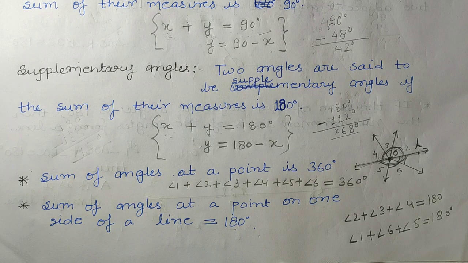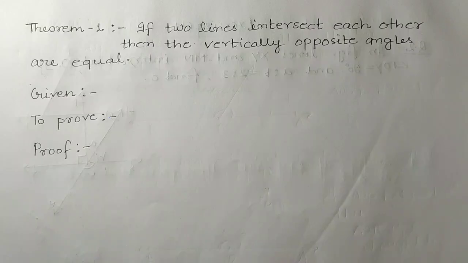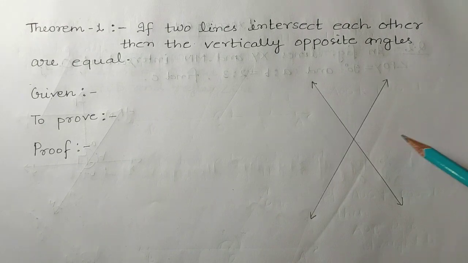Now let us start the class of today with a theorem. The first theorem is: if two lines intersect each other, then the vertically opposite angles are equal. What are vertically opposite angles, students? I have told you in the last class also. The vertically opposite angles are formed by the intersection of two lines like this.